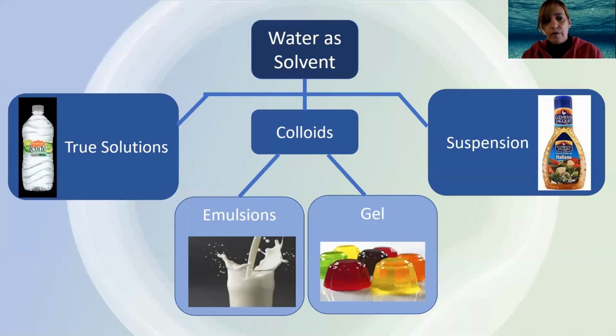We have here a summary of what we have seen. The different mixtures formed with water could be true solutions, could be colloids that are divided into types, emulsions and gels. The true solutions, emulsions, and gels are all homogeneous. And on the other side, we have the suspensions that are heterogeneous and they separate in layers with time.